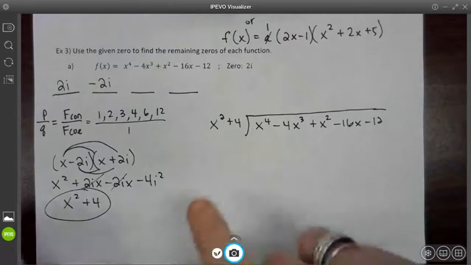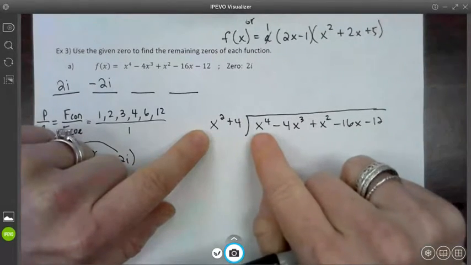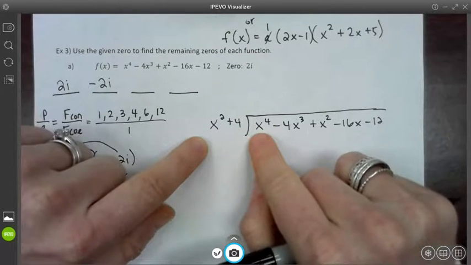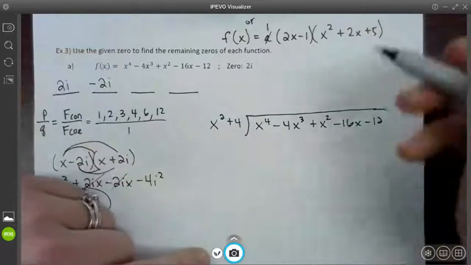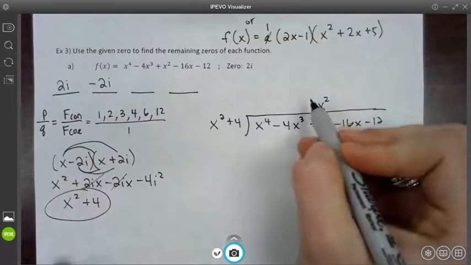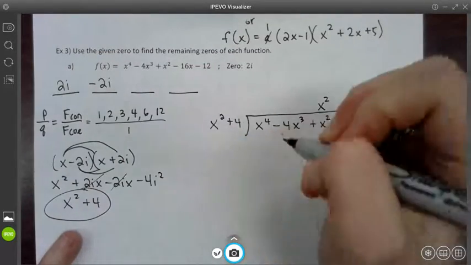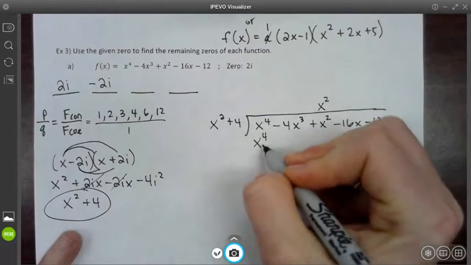So what I do is I take the first term of this polynomial and I try to divide it into the first term of this polynomial. So how many times does x squared go into x to the 4th? Or x squared times what gets you an x to the 4th? An x squared. So above your x squareds, give yourself an x squared. We're going to kind of placehold here. That's your division step. Now we multiply it in. So x squared times x squared is x to the 4th.